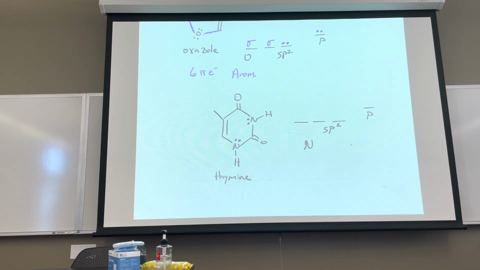They're each making 3 sigma bonds, which occupy the hybrid orbitals. And that leaves only one place to put the lone pair on each of them. Both of them have their lone pair in the p orbital, which makes them part of the pi system. So when you go to count these, you've got 2 pi electrons from the pi bond, and then both of those nitrogen lone pairs count for a total of 6 pi electrons, making it an aromatic species.